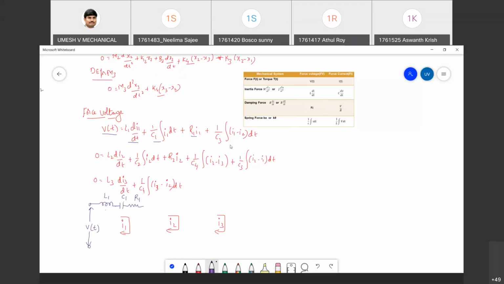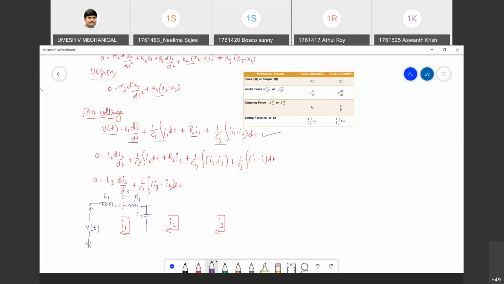Okay. Then the last element in the first equation, 1 by C3 integral of I1 minus I2, means C3 is common for both the I1 loop and the I2 loop. Common means where do I have to draw it? I have to draw it here. What is the symbol for a capacitor? This will be C3 because it is common for both the I1 and I2 loops. Okay, so this equation is done.